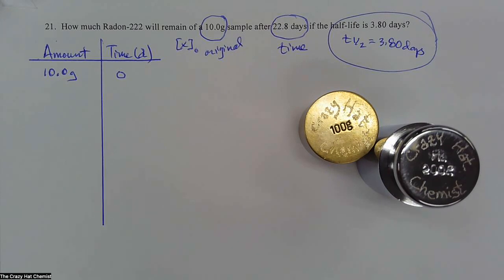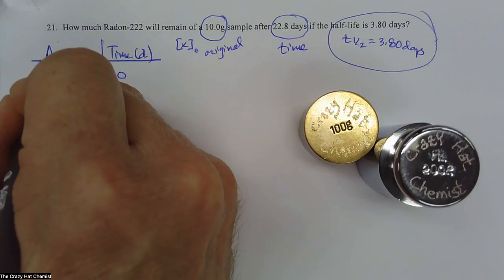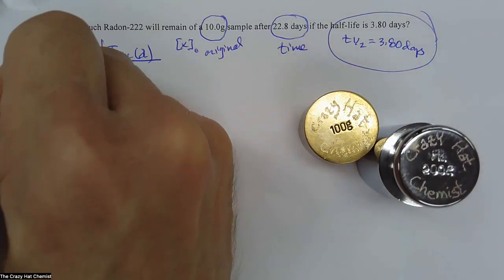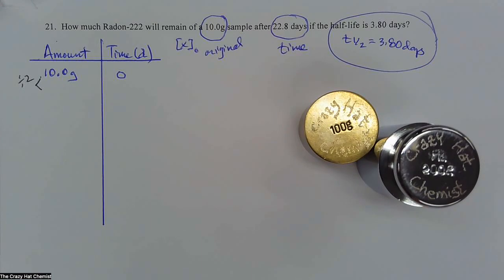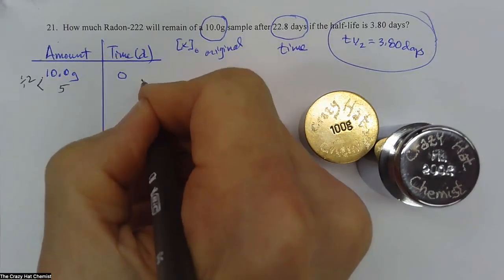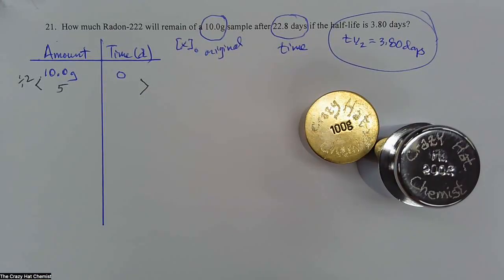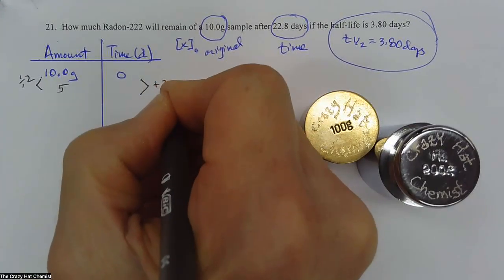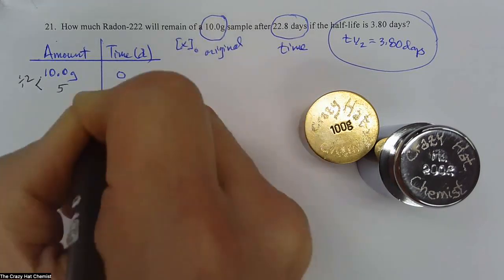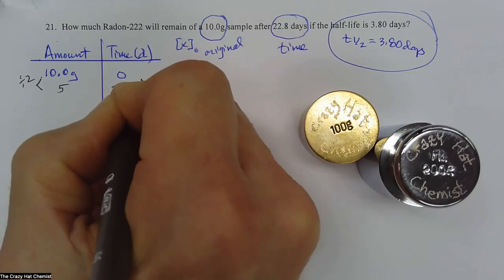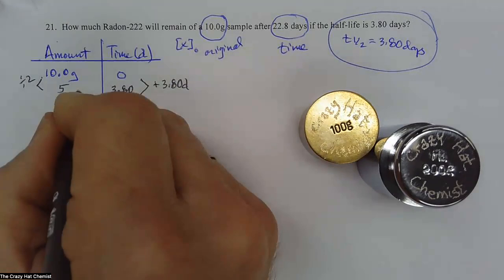All right, so here we go. What are we going to do? For the amount, we're going to divide this by 2 each and every time. So you would end up with 5 grams. And then for the amount of time, we're going to have to add the half-life. So we're going to add 3.80 days. So that's 3.80 days.